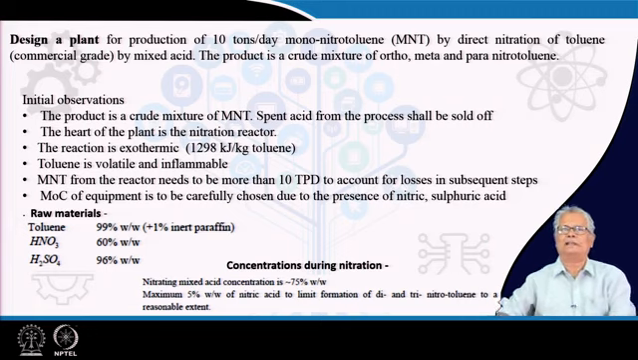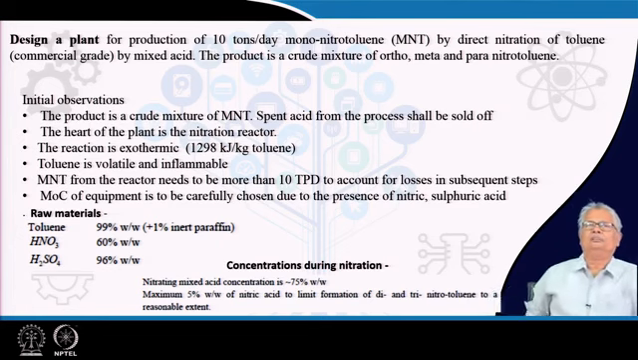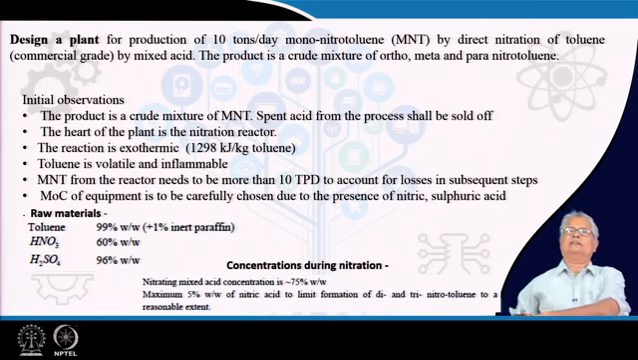Whenever we say mixed acid, we really mean it's a mixture of sulfuric acid and nitric acid, which is also called nitration acid. The product is supposed to be a crude mixture of ortho, meta and para nitrotoluene, depending on where the nitration takes place.